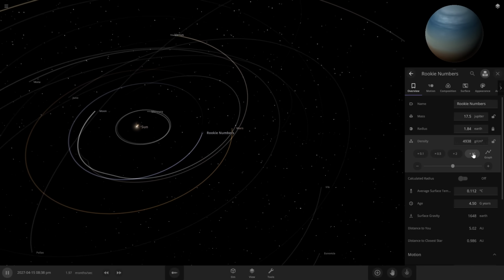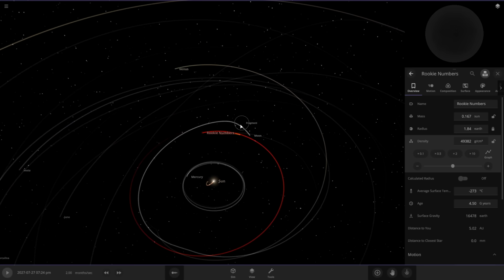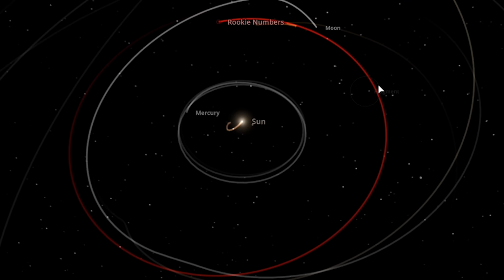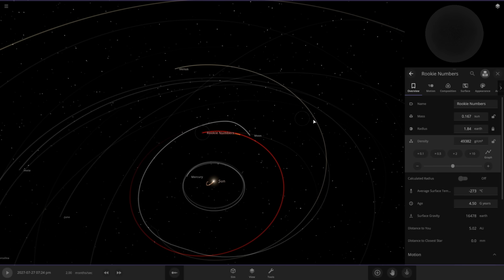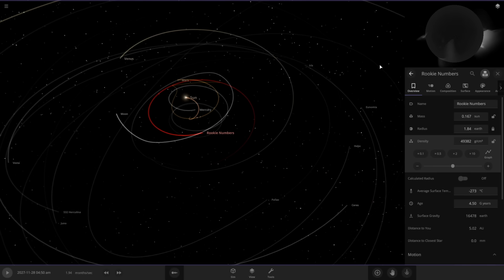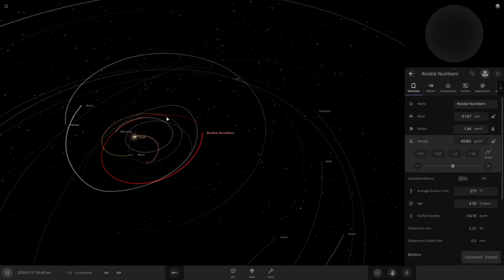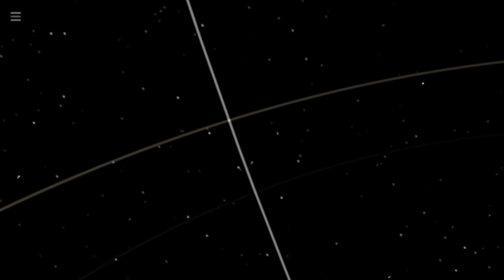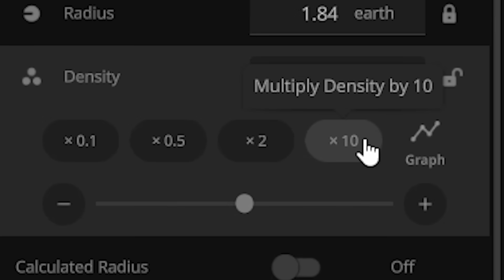Let's keep it going. 10 times more density. You know it's really bad when Rookie Numbers' orbit turns blood red. Actually, the entire planet has gone into the negative sphere. It's also starting to yank the sun around. Oh, there goes what was left of the moon. There goes Venus. What the hell, 10 times more.